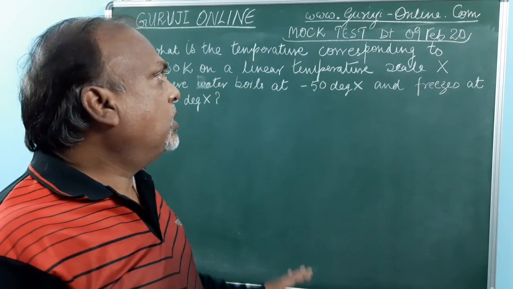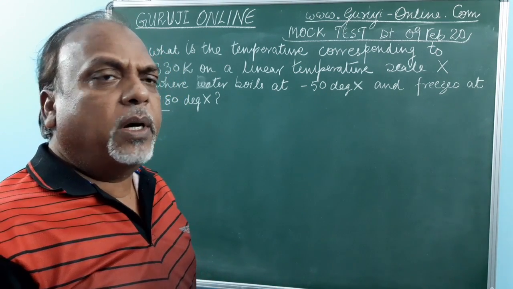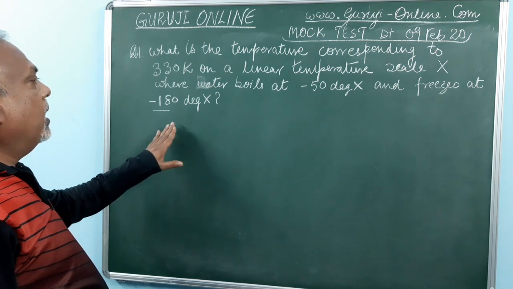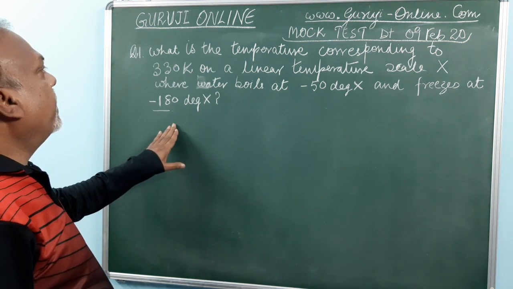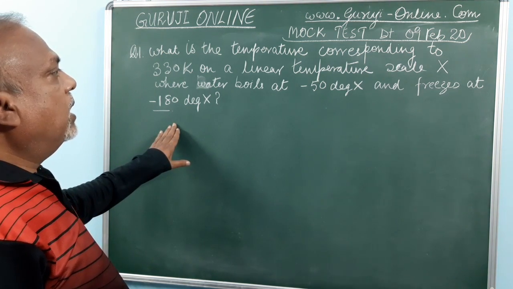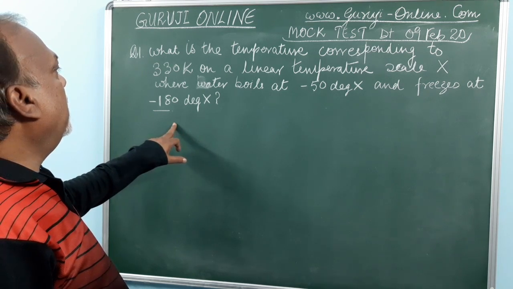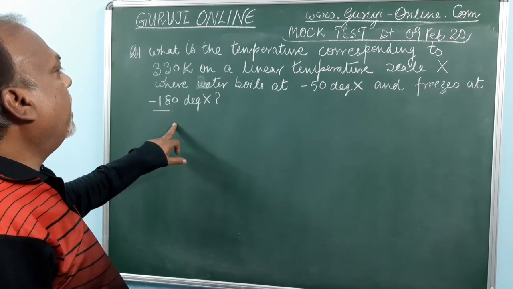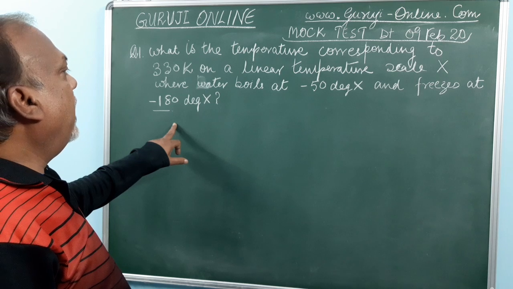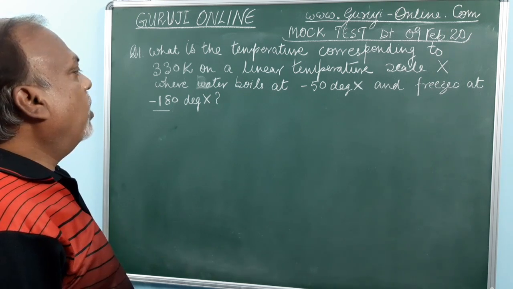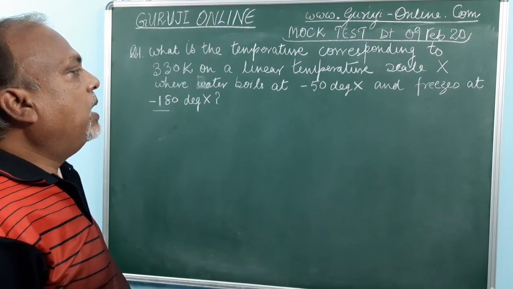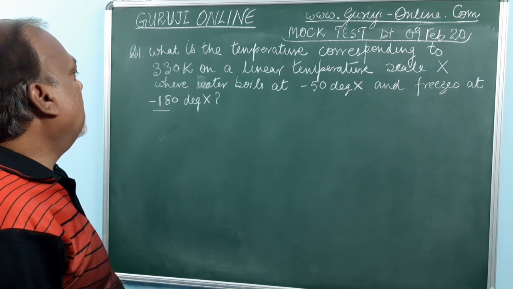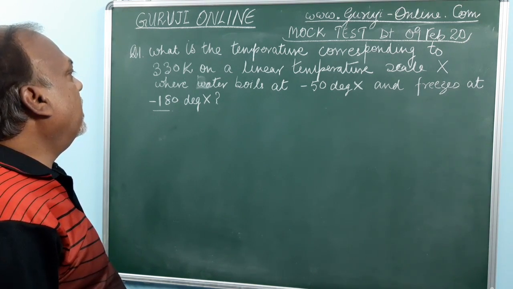So the first question of the mock test paper is like this: what is the temperature corresponding to 330 Kelvin on a linear temperature scale X, where water boils at minus 50 degrees X and freezes at minus 180 degrees X?